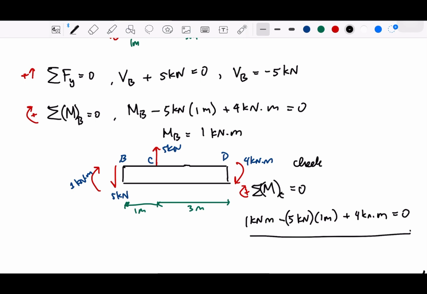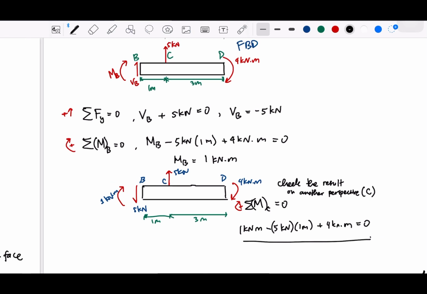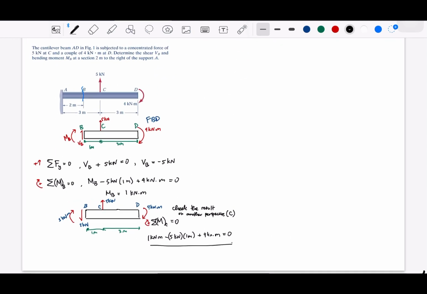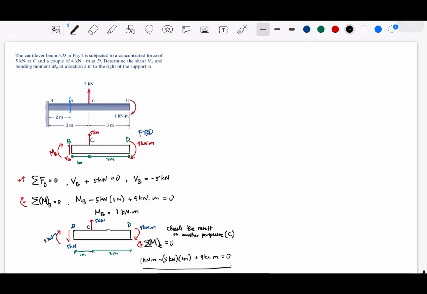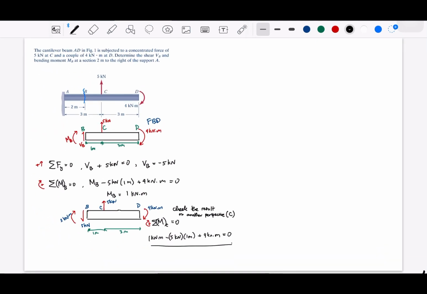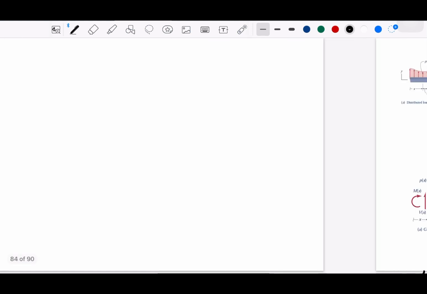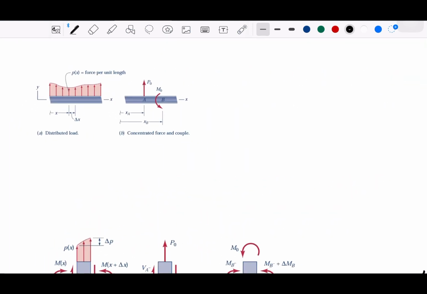So check the result from another perspective. Okay, so let's continue. So this is just a pretty simple condition that we can observe in cantilever beams. Okay. Another, let me check. Okay, let's skip this. Another section.